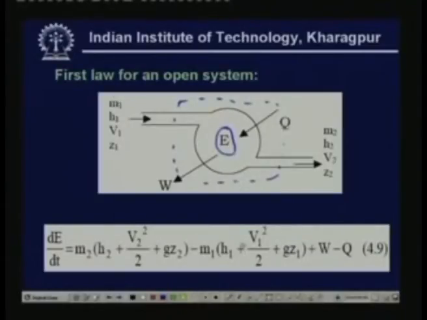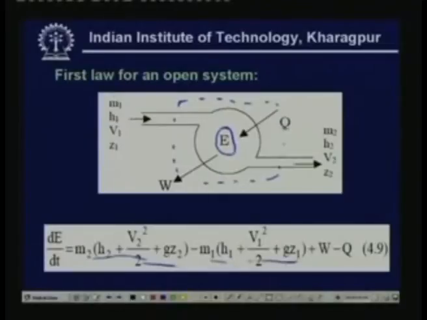In this equation, on the left hand side you have dE by dt, which is nothing but the rate at which the total energy of the system is changing. On the right hand side you have quantities which signify the net energy flux into the system. For example, this term is the net energy flux out of the system because of the mass flow. If M2 is 0, this term will not be there. So, this accounts for the energy flux out of the system because of mass transfer at the outlet.